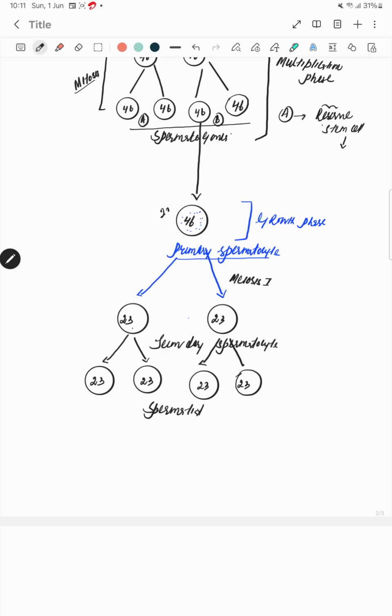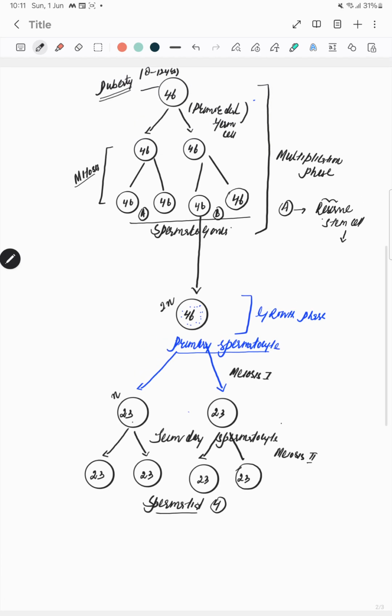Here we can say it is having 2n, full set of chromosomes, and here it is having n, half number of chromosomes. So listen, look here. There is formation of four cells known as spermatids, but this division is known as meiosis second. The meiosis second is just like mitosis, as there is no change in the number of chromosomes. As the parent cell is having 23 chromosomes, daughter cell also has 23 chromosomes. Here, parent cell is having 46 chromosomes, daughter cell also having 46. So, same the chromosome number of parent, same the chromosome number of daughter cell. That is why meiosis second is just like mitosis.